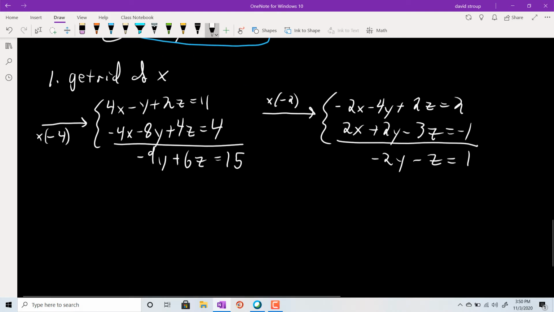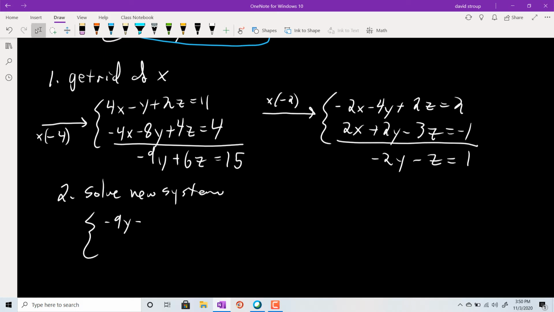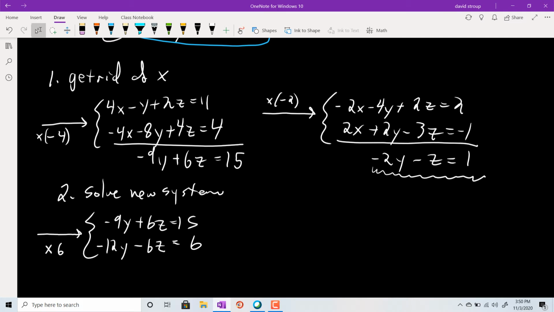And there's my system. So I have now a new system, and I have to solve this new system, which is in variables y and z. So I have negative 9y plus 6z equals 15. And I could get rid of that z variable by multiplying the second equation, which is sitting right there to the right, by 6. Multiply by 6, and I have negative 12y minus 6z equals 6. And then I can add everything up. Negative 21y equals 21. Okay, and then I'll have y is negative 1.